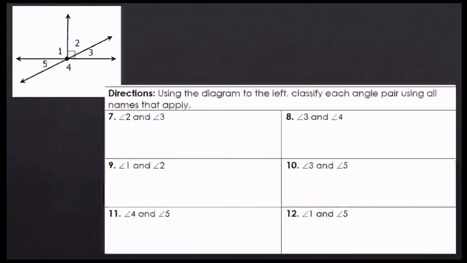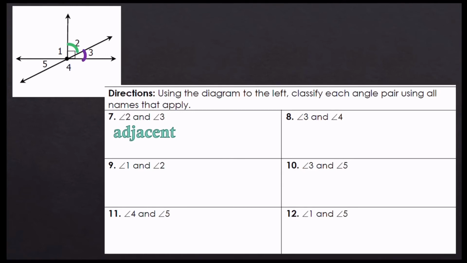Okay. So this is kind of the same thing, but now they've put all these 5 angles together. So it looks a little different. So what I'm going to look at is angle 2 and angle 3. What do those two angles have in common? You're right, they have a common side. So that means they're adjacent.